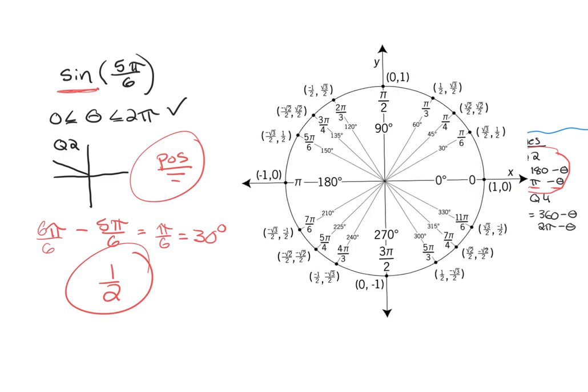Or maybe you have your unit circle memorized and you know that sine of 5 pi over 6 is the y value, which is positive 1/2.